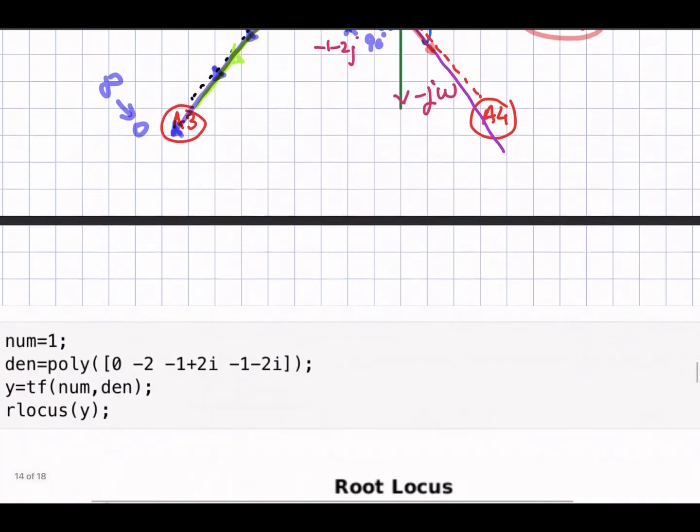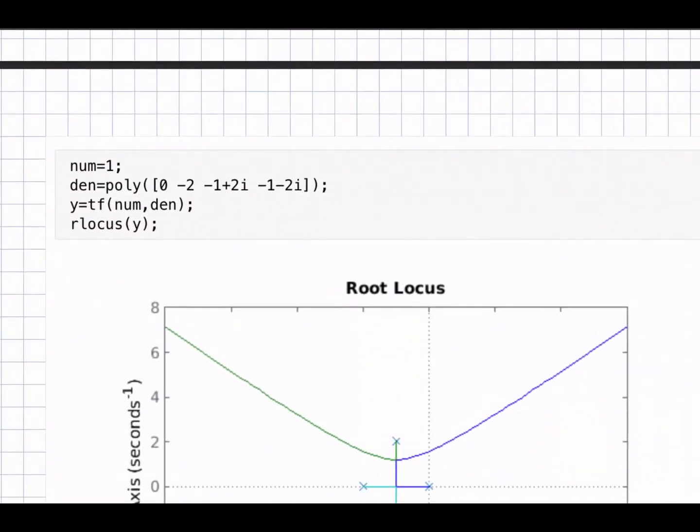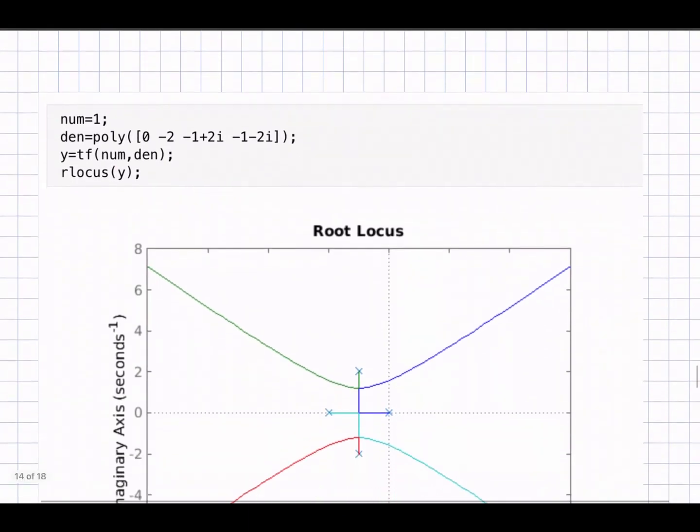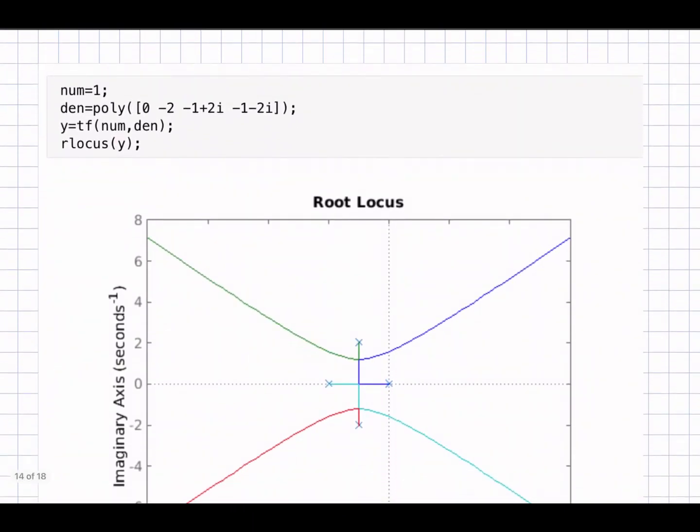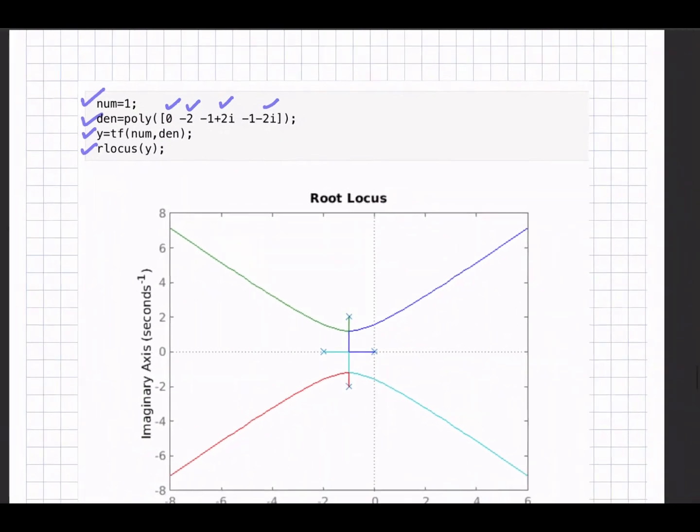So now let's look at the MATLAB sketch for this one. Here you can see that the numerator is equal to 1, and the polynomial has been set for the denominator by taking the positions of the poles: one at 0, one at minus 2, and 2 complex poles. Then the transfer function is set up and the root locus is sketched. So this is the root locus.